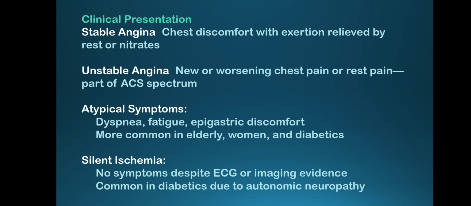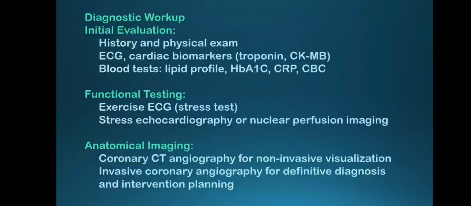Clinical presentation: under clinical presentation, there are four broad headings: stable angina, unstable angina, atypical symptoms, and silent ischemia. Stable angina: there is chest pain and discomfort with exertion, relieved by rest or nitrate. Unstable angina: new or worsening chest pain or rest pain as a part of ACS. Atypical symptoms: no chest pain but there may be dyspnea, fatigue or epigastric discomfort, more common in the elderly, women, and diabetics. Silent ischemia: no symptoms despite ECG or imaging evidence, common in diabetics due to autonomic neuropathy.